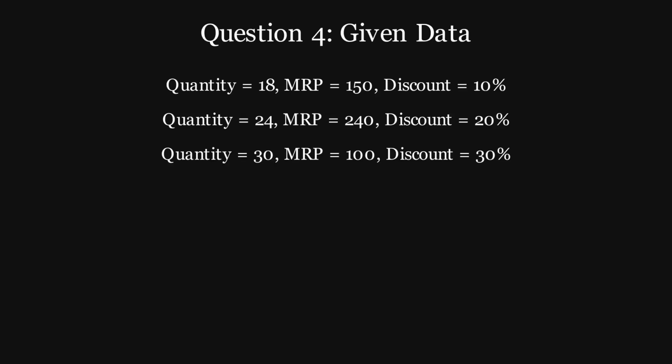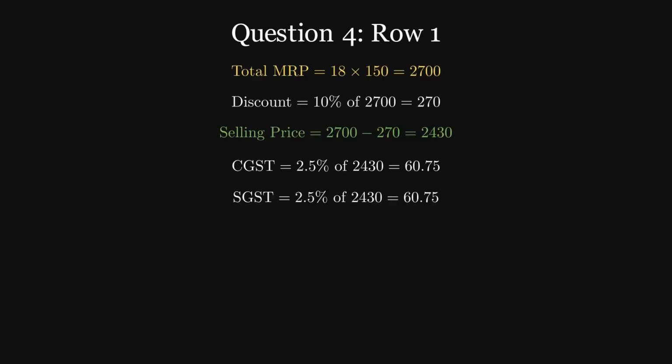Now let us move to question 4. This is an intra-state transaction and the GST rate is 5%. So CGST is 2.5% and SGST is 2.5%. Now we calculate each row. So for the first row, quantity is 18, MRP is rupees 150 and discount is 10%. Total MRP is 18 multiplied by 150, which is rupees 2,700. Discount is rupees 270.